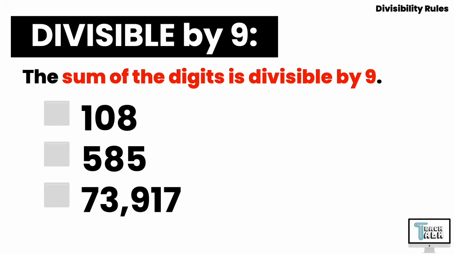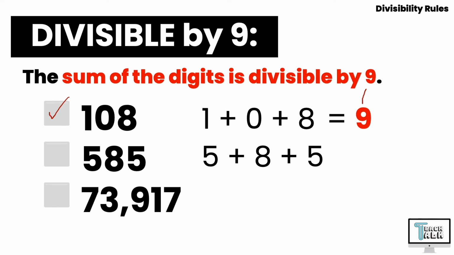For example, we have 108. I-add mo lang po ang digits. We have 1 plus 0 plus 8. 1 plus 0 plus 8 is 9 and 9 is divisible by 9. Therefore, 108 is divisible by 9. Next, we have 585. I-add lang po ang digits. We have 5 plus 8 plus 5. That is 18. And 18 is divisible by 9. Therefore, si 585 is divisible by 9.